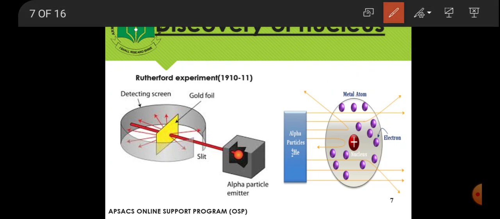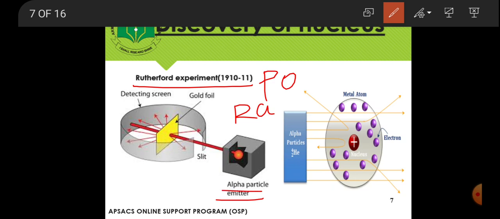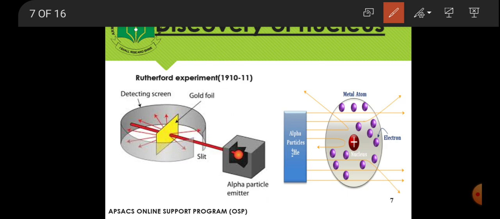Students, let's study the discovery of nucleus. When electrons, protons, and neutrons were discovered, the next problem was to locate the position of these subatomic particles. Rutherford performed an experiment in 1910. He used radium or polonium as a source of alpha particles. He bombarded alpha particles on a thin gold foil of 0.0004 centimeter thickness. He observed that some alpha particles passed straight through the foil, some alpha particles were deflected through some angle, and some alpha particles moved in the backward direction.